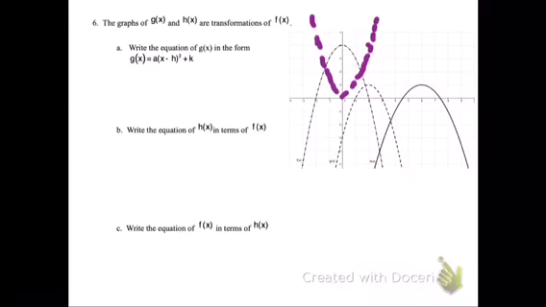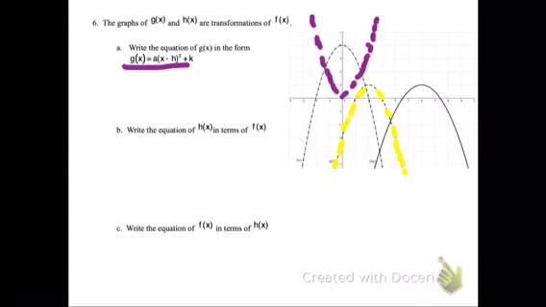Okay, so I have the graphs g of x and h of x, and they're just transformations of f of x. The first one says, write the equation of g of x in the form that guy. So g of x, I'm going to go ahead and highlight it in yellow, just so you know that we're all looking at the same one. Okay, there's my g of x.